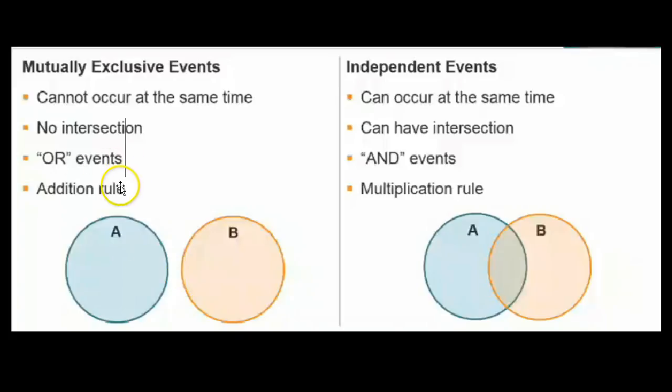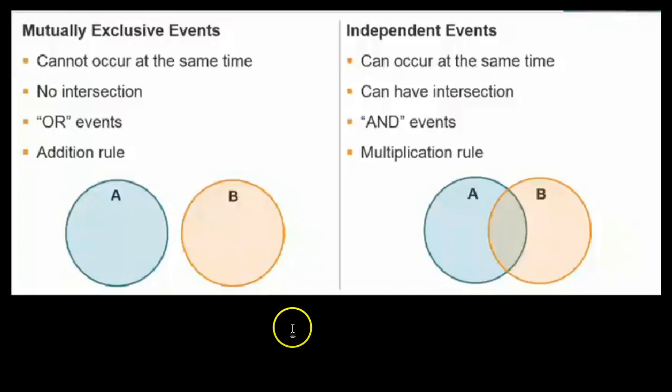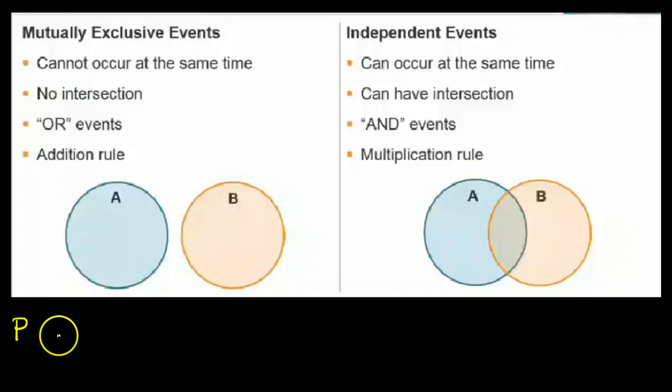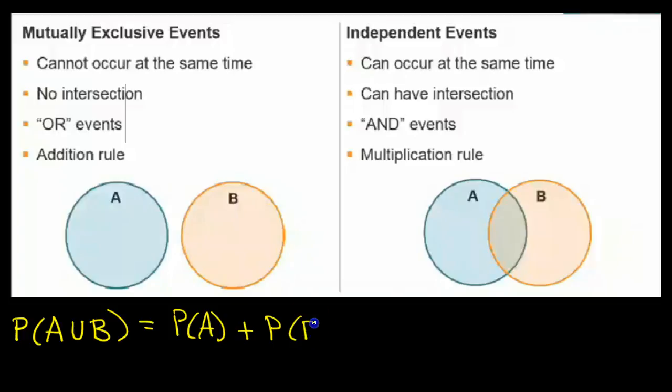So there will be no intersection between them. These are "or" events. We talk about whether A happens or B happens. And there's an addition rule that we're going to use. Should I go ahead and write that down now? The probability of event A or B, and that's how you read it when you have a U like this for union, you say "or", is going to equal the probability of event A plus the probability of event B. All right, that's the addition rule.